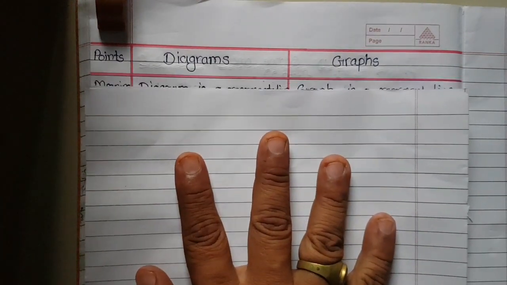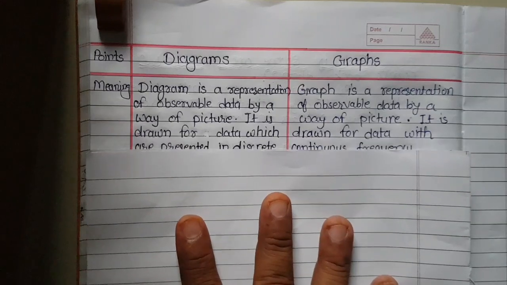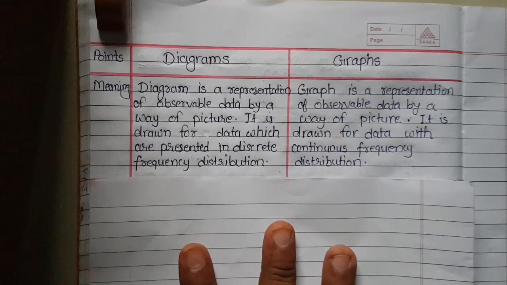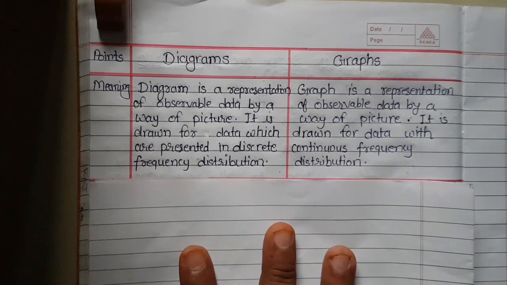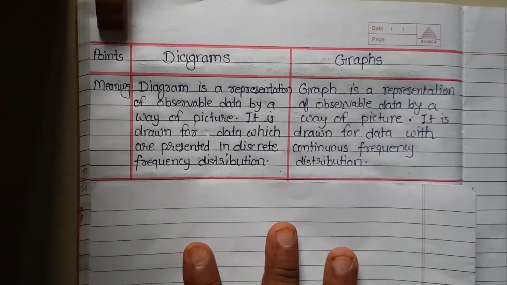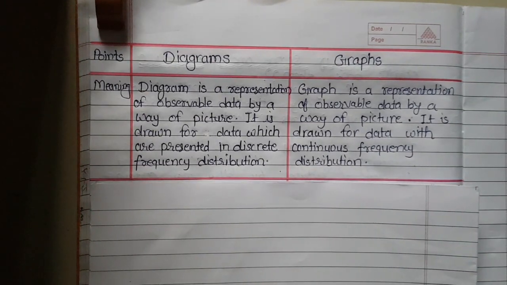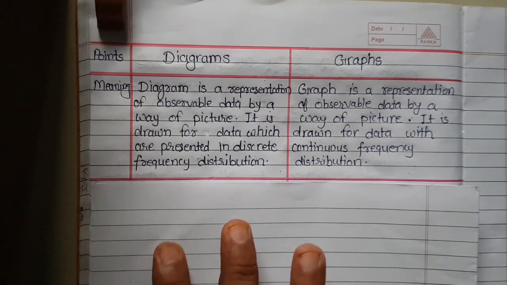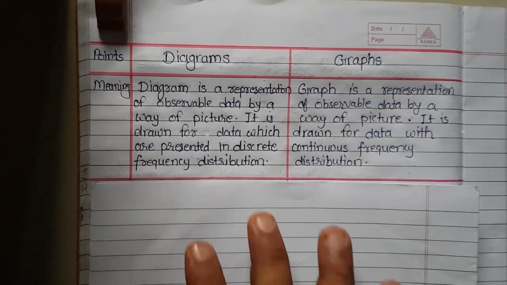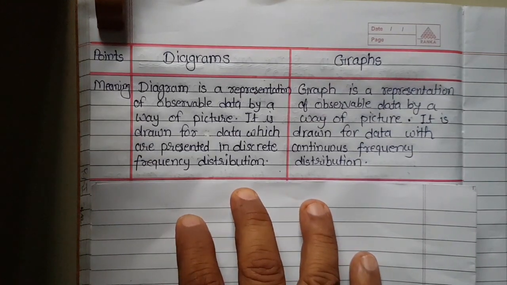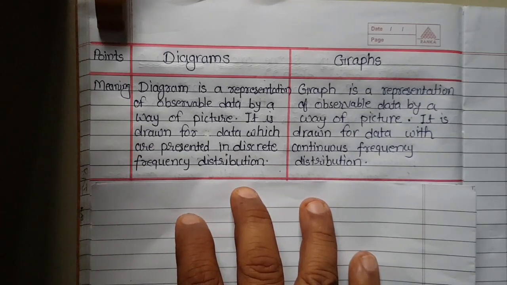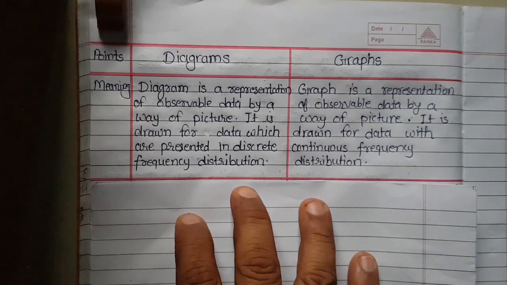So, first of all, we will understand the meaning. Friends, please pay attention, this is a very important question. It has been asked in the board exam, and from this question only, two more questions you will learn, that is the meaning of diagram and the meaning of graph. So, the meaning of diagram is a representation of observable data by way of picture. It is drawn for data which are presented in discrete frequency distribution.